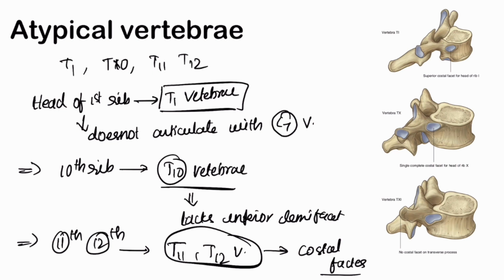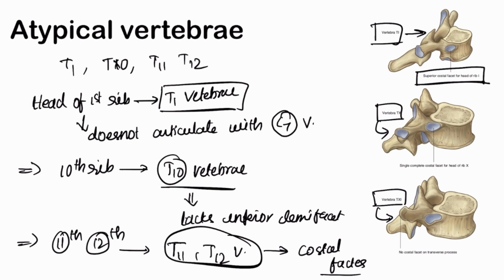Now let us see them in the diagram. See, this is the T1 vertebrae here, and this is the T10 vertebrae, and this is the T11 vertebrae. It has the superior costal facet for the head of rib one, and it has the single complete costal facet for the head of rib 10. And this is the transverse process of T11 vertebrae, which does not have the costal facet on it. That's all about the vertebrae. Thank you for listening.